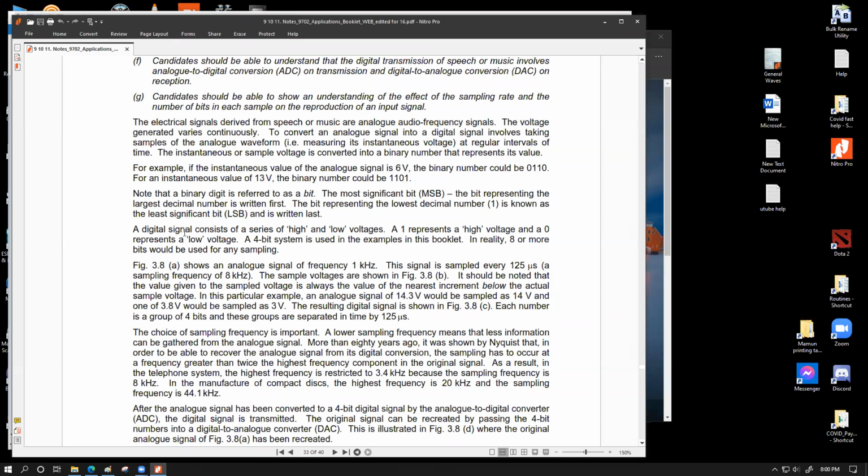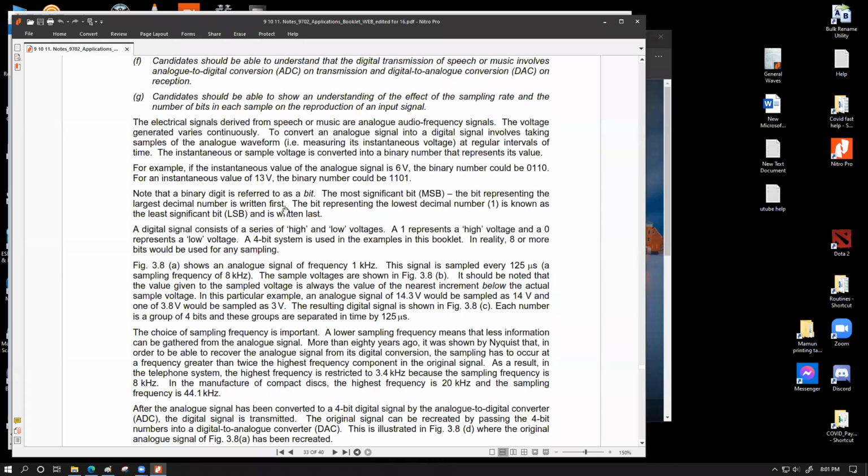Note that a binary digit is referred to as a bit. One binary digit is referred to as a bit. The most significant bit, MSB, the bit representing the largest decimal number, is written first. The bit representing the lowest decimal number, 1, is known as the least significant bit, LSB, and is written last.